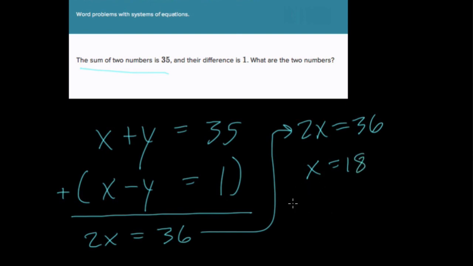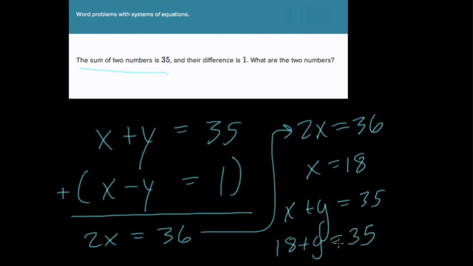Then I take the x value and plug it back in somewhere. I know x plus y equals 35. And if x is 18, 18 plus y equals 35, and that means y equals 35 minus 18. I ran out of room, so y equals 35 minus 18. 35 minus 10 is 25, minus 8 is 17. So y is 17, and x is 18.